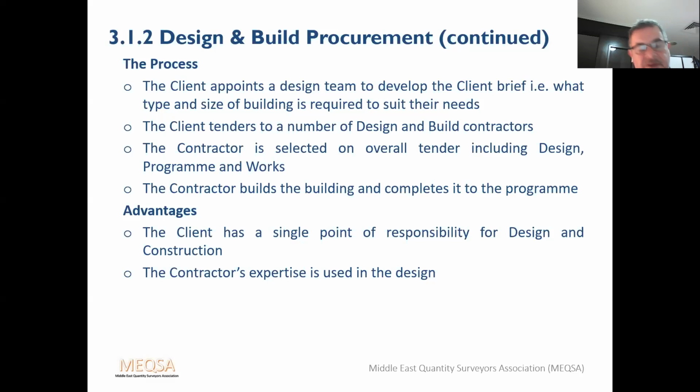Now that all sounds very simple, but in actual fact, the client team should have some consultant on board who looks at the design and specification suggested by the contractor very carefully to make sure that it does meet the employer's requirements. After the contract is let, it's too late. You've got to tie this down before you let the contract and make sure that the contractor is actually delivering what is required.